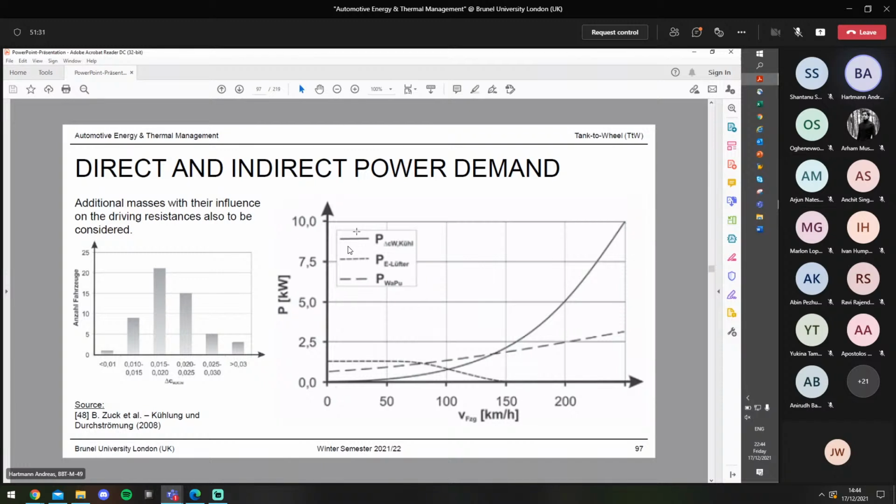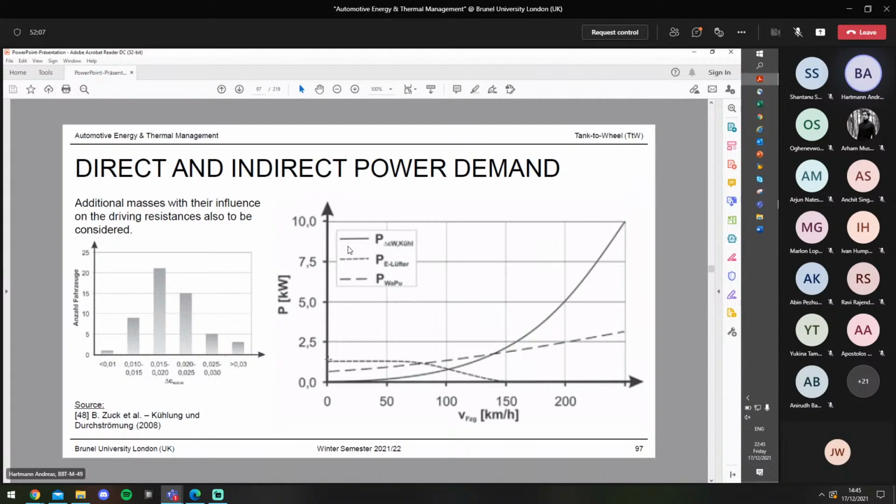So we have actually three main contributors to the power demand of the cooling system. The first one is the increased air drag caused by the cooling system. This one rises very much, as you can see, with the velocity. So when traveling at 250 kilometers per hour, you spend approximately 10 kilowatts just because of the increased air drag of the cooling system.